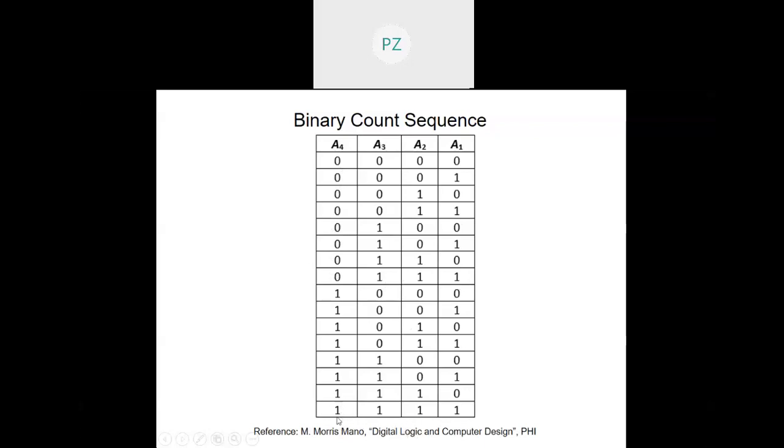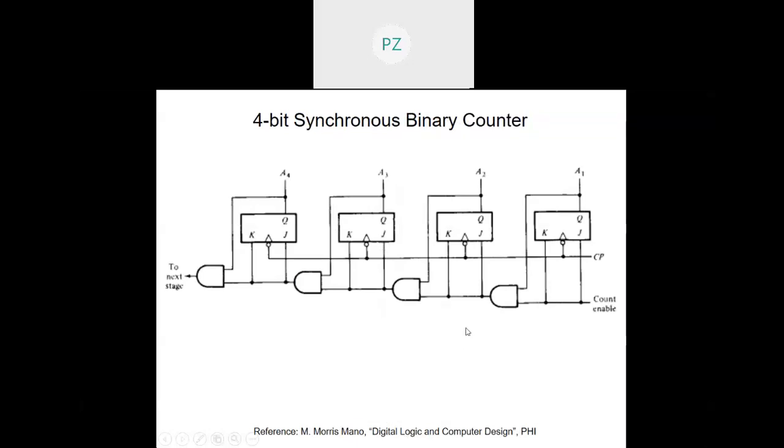That will toggle only when all three of them are 1, right? Going by that, A1 will toggle at every incoming trailing edge of the clock pulse, or the negative edge of the clock pulse. But this one will toggle only when the count enable is high as well as A1 is high, right? Then it will go into the toggle mode, J and K both being 1.